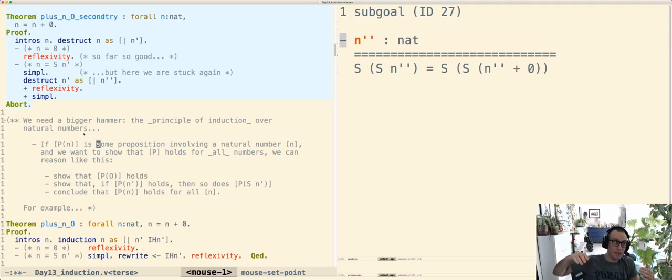In that idea, you can kind of think of it as building a staircase. If it holds at 0, and we know that if it holds at n' it holds at the successor of n', then it holds at 0, which means it holds at the successor of 0, which is 1.